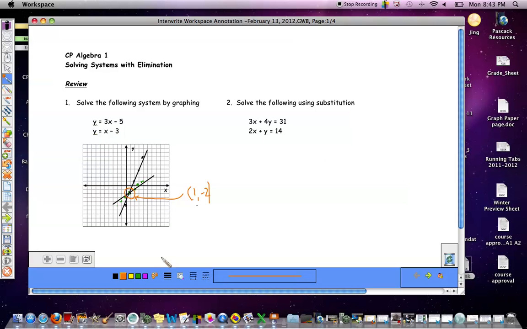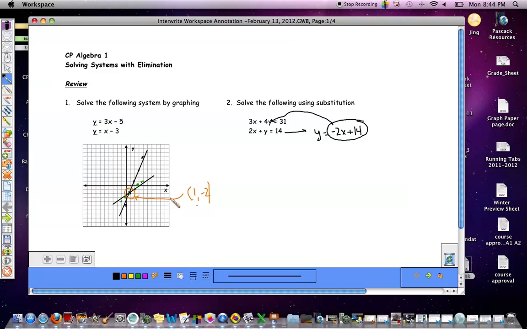Okay, the second one here for substitution, we want to take one of these equations and make them either x equals or y equals. The easy one to do that for would be the bottom one, okay, make that y equals, subtract 2x. So we have y equals -2x plus 14. Okay, and then we're going to take the -2x plus 14 and we substitute that right in there for y.